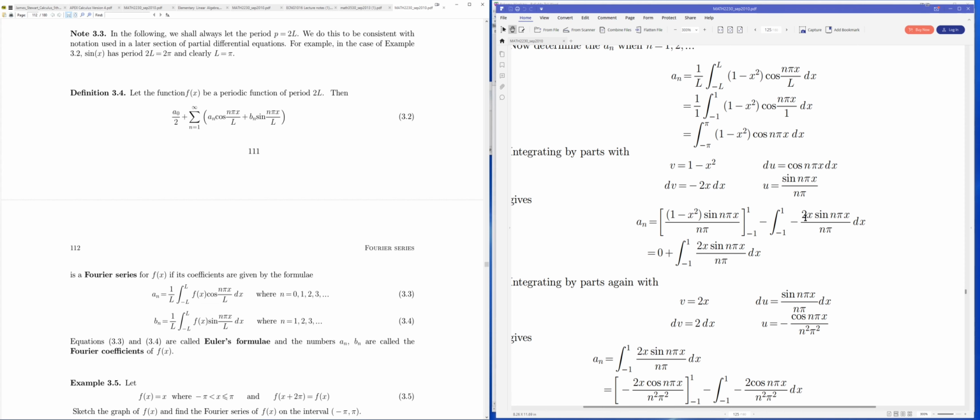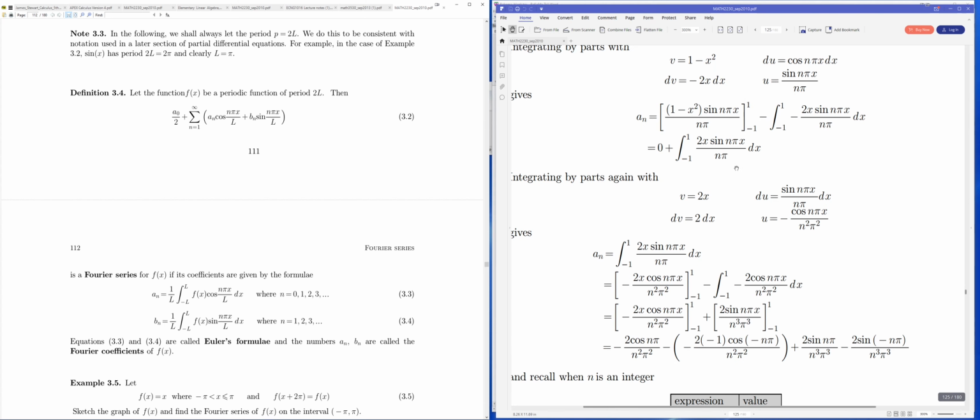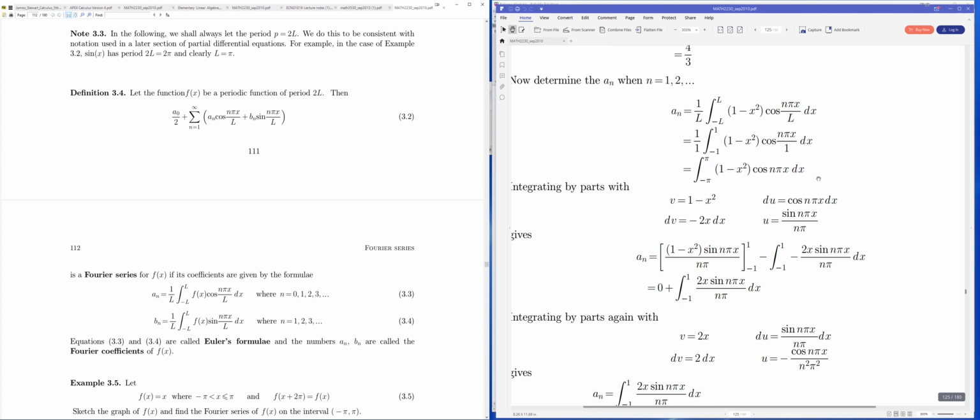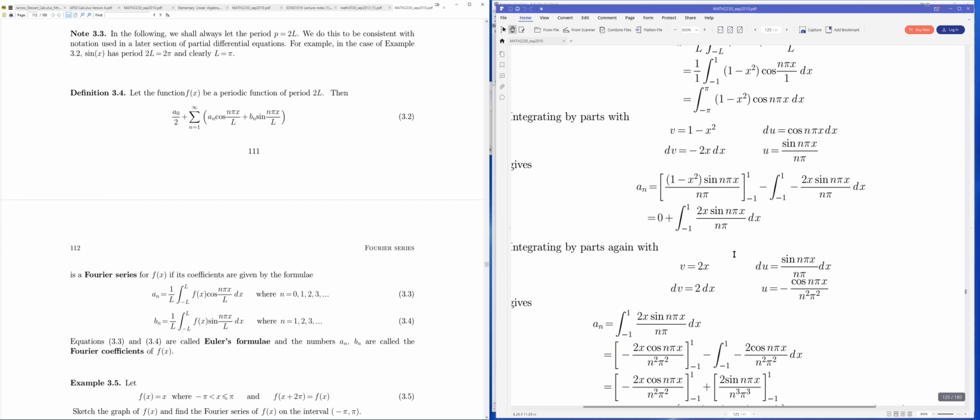So I have the integral 2x sine n pi x on n pi. Now notice here, I need to use integration by parts again. And this hopefully you should be familiar with: if I have, say, a polynomial like x squared against a cosine or a sine, in order to work this out by parts, I need to use integration by parts twice. So I'd use integration by parts once to get me down to this 2x sine n pi x over n pi.